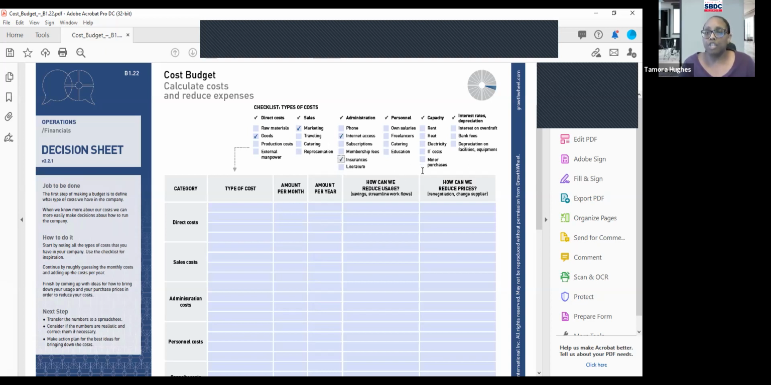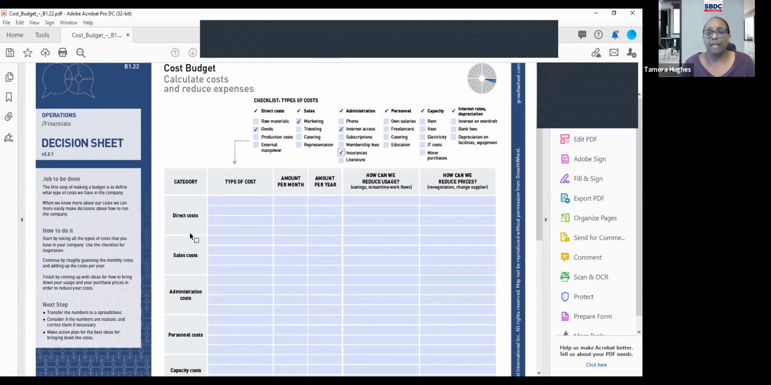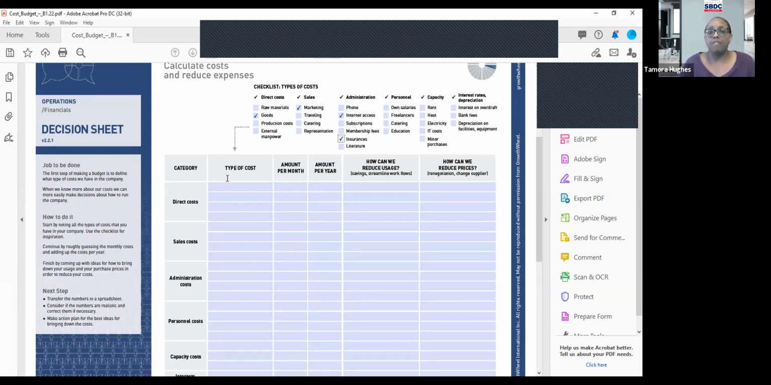So you use this sheet to help you figure out where these things go, because you'll notice on the side, under category, is where you would type in the information and what those direct costs are, based upon what you chose up here: production costs, whatever the case may be. These are direct costs, goods.